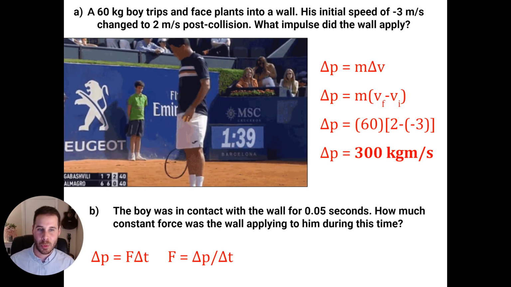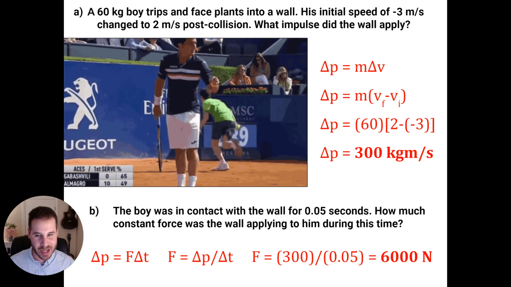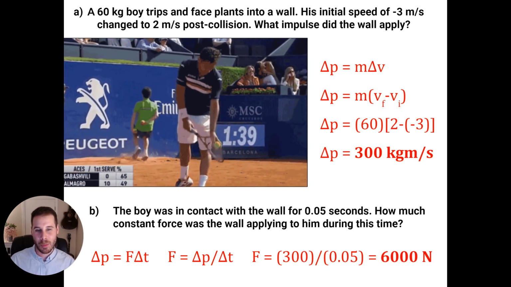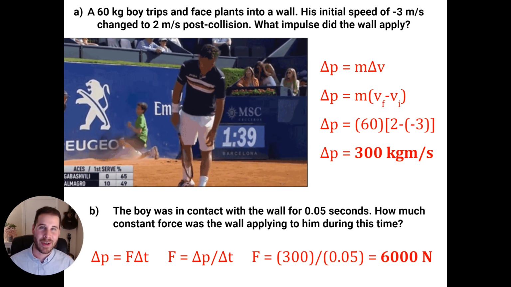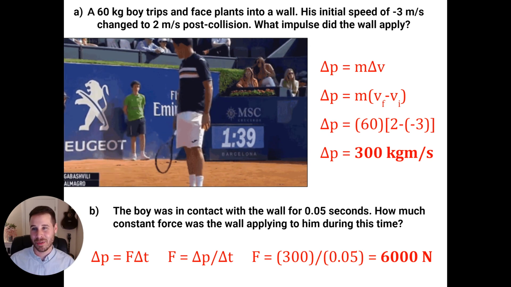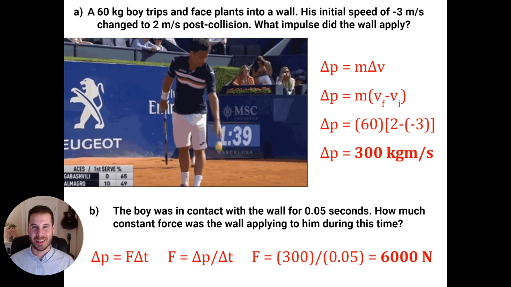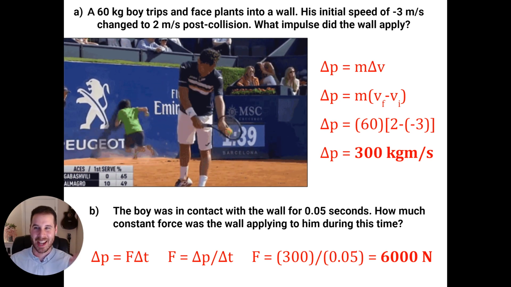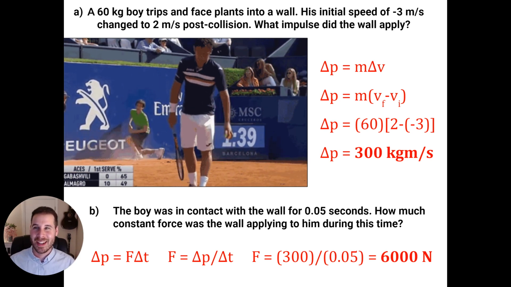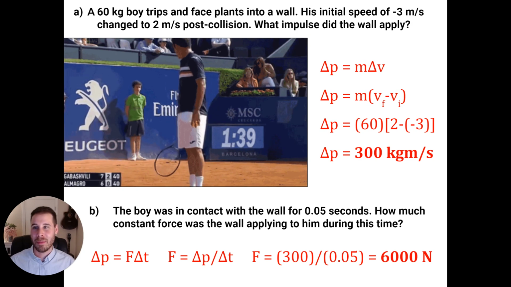The change in momentum of the boy was 300 kilogram meters per second, and the contact time was 0.05 seconds, which gives us a final answer of 6,000 newtons. That's like the amount of force in a punch. And you can see that the boy kind of looks like he's been punched by that wall as he slams into it and moves the other way. So that's one example of a physics problem that involves impulse.